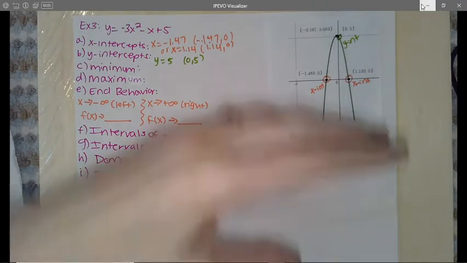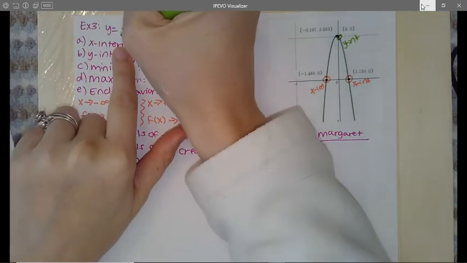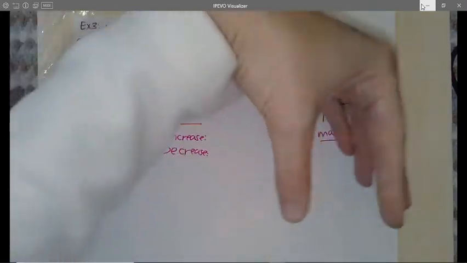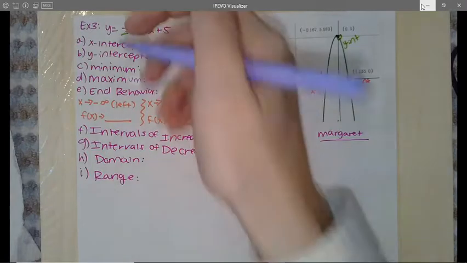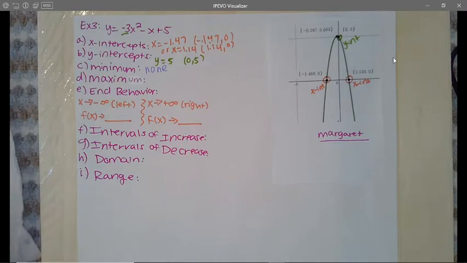Now, again, my graph is facing downward. Also, my a value is -3, which means we're going to have a maximum. So I don't have a minimum, so no minimum. All right, let's find our maximum point.